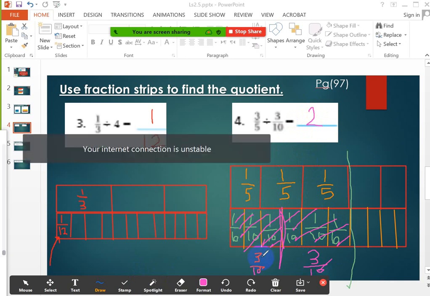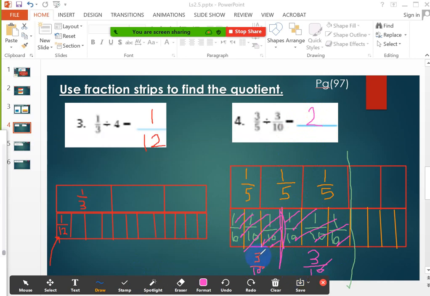Jana, I have to count the group of 3 over 10. I don't understand the number 4 and the 2. Okay, I will repeat again, girls. Girls, look. 3 over 5 divided by 3 over 10. Girls, please focus with me.